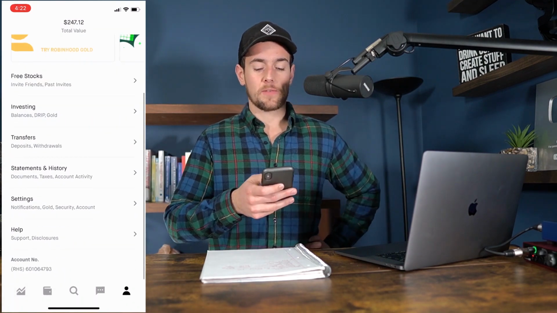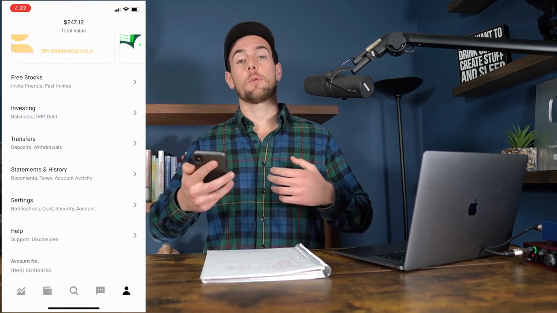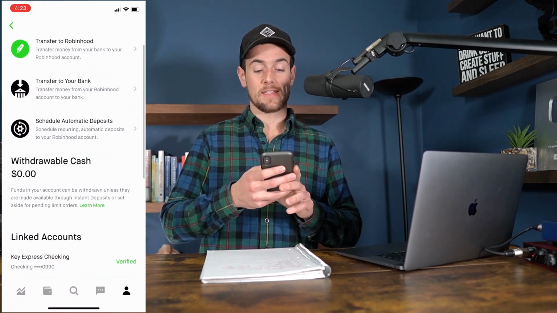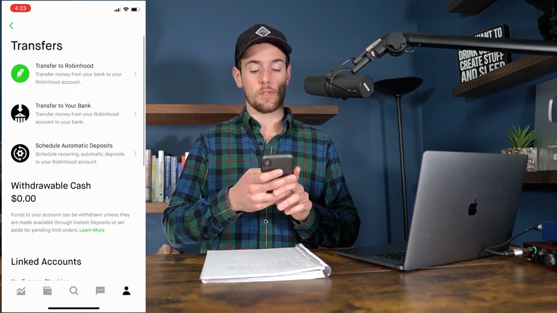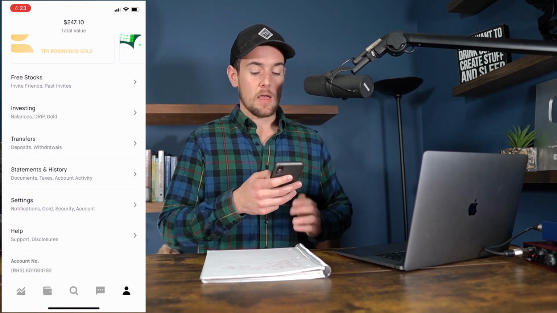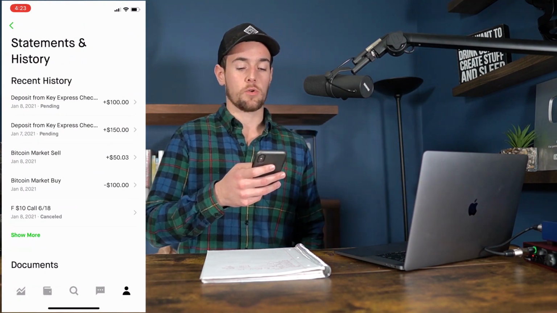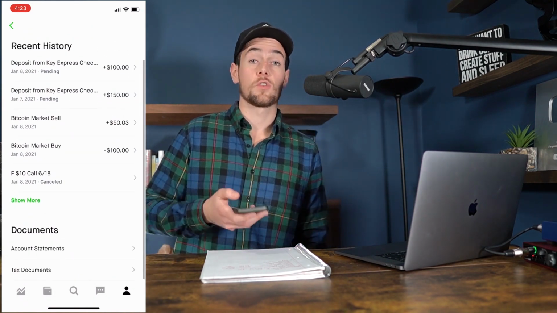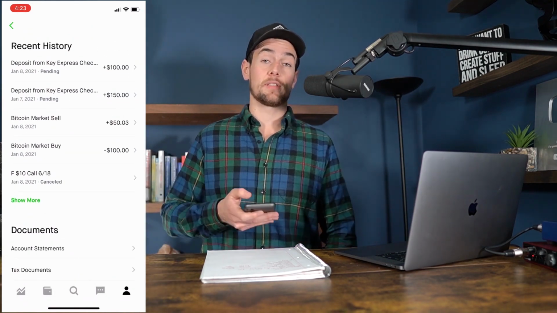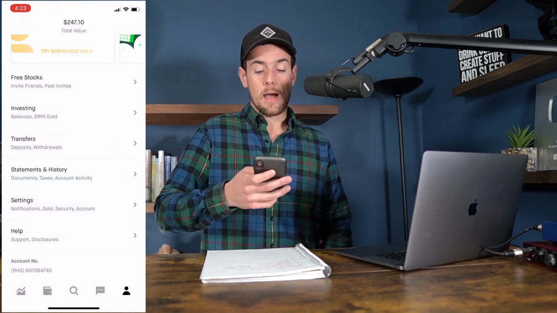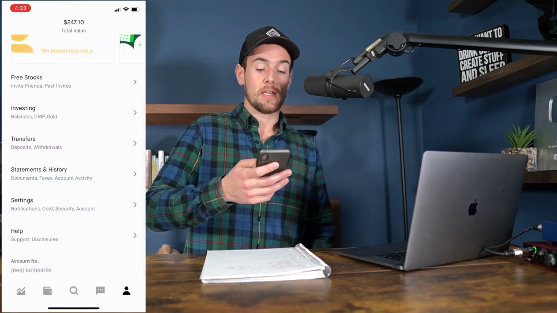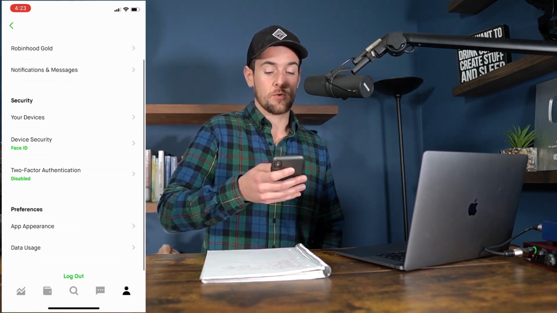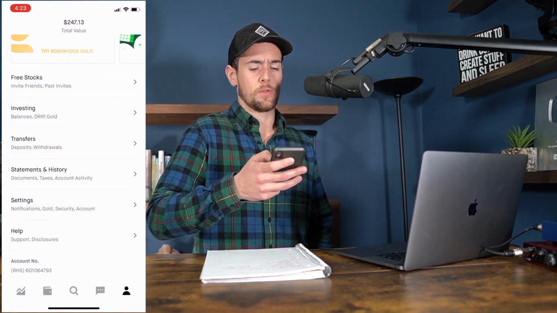You can also transfer, as you saw, that's where you transfer money in and out of Robinhood from into your bank account. You also can set up auto transfers here if you want to do this on a regular basis. Under statements and history, this is where you're going to get recent history in terms of your buy and sell orders. This is also where you would go to get your tax documents and monthly account statements. And then other than that, you have your settings if you want to turn on and off Robinhood Gold, set up subscriptions, and just change different settings within the app.